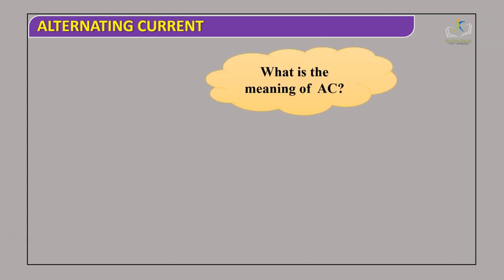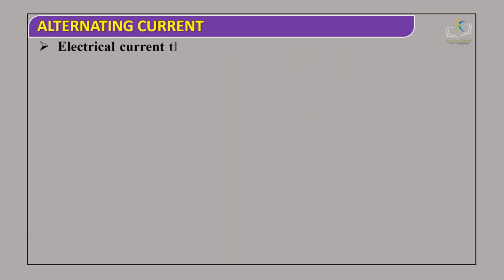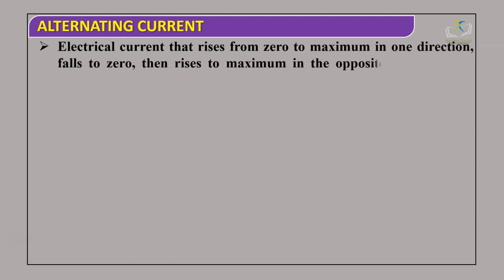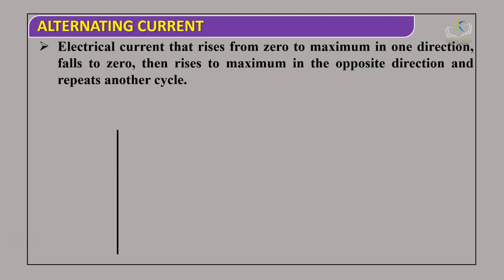What is the meaning of AC? Electrical current that rises from 0 to maximum in one direction, falls to 0, then rises to the maximum in the opposite direction and repeats another circle or cycle.